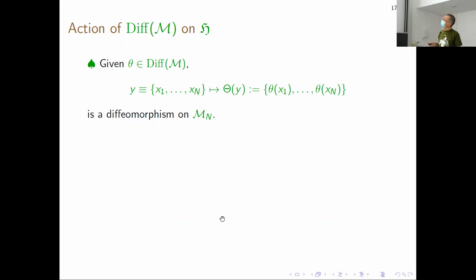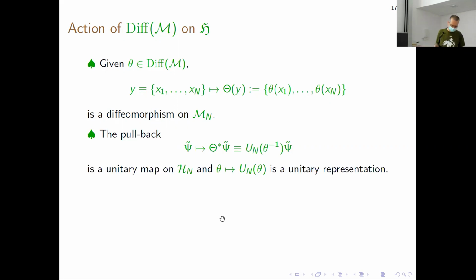Okay, so suppose this guy here is a point of this manifold, which is just a collection, a set of n points of the manifold M. So we can use this diffeomorphism to transform every element of this set. And it turns out that this map is a diffeomorphism of this manifold Mn.